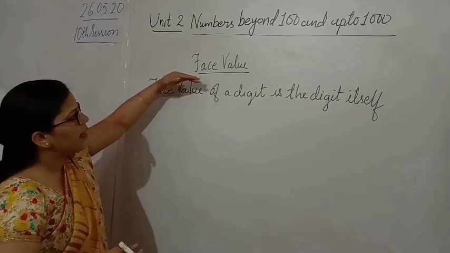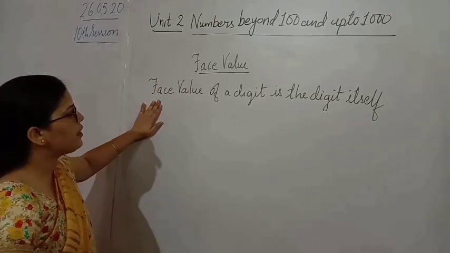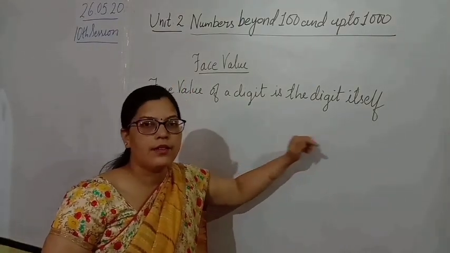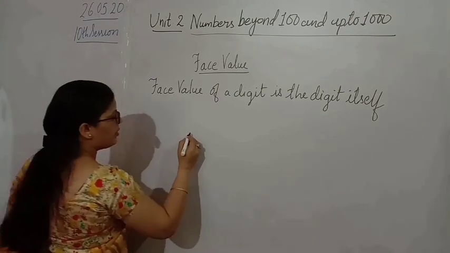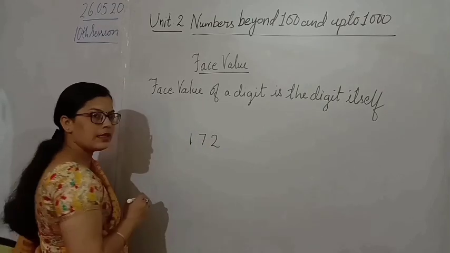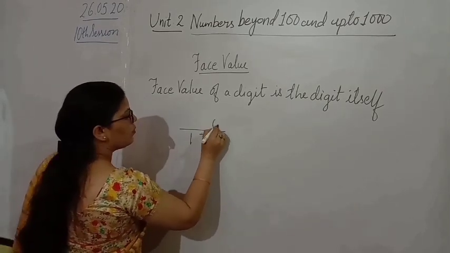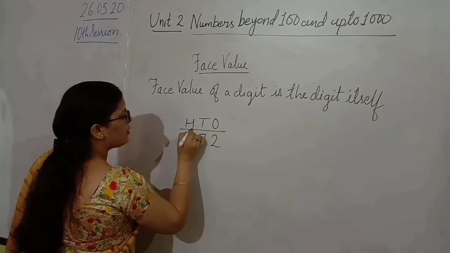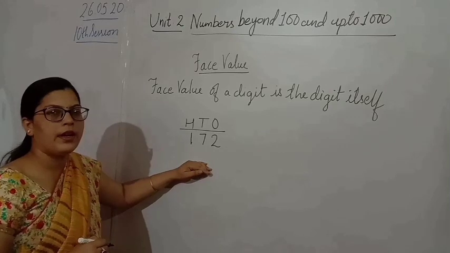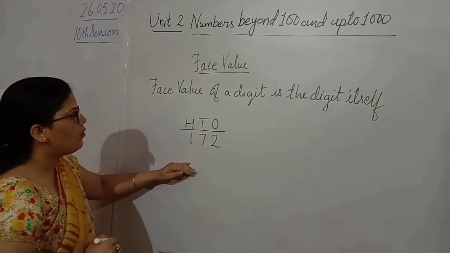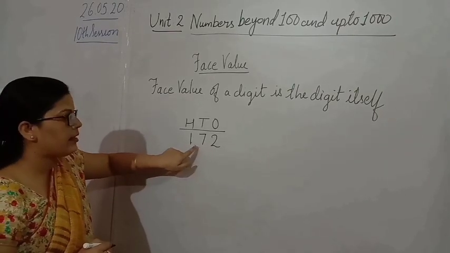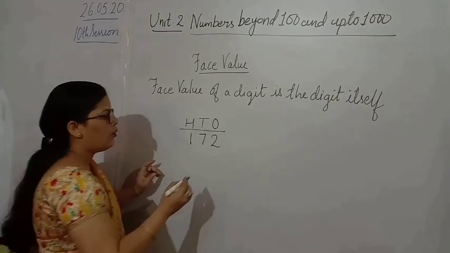Now the next topic is face value. What is face value? Face value of a digit is the digit itself. For example, see here I am taking one number, 172. What are the places? Ones, tens and hundreds. Now we have to write the place values of these given digits. Clear? Now what is the face value? Face value of the digit is the digit itself.